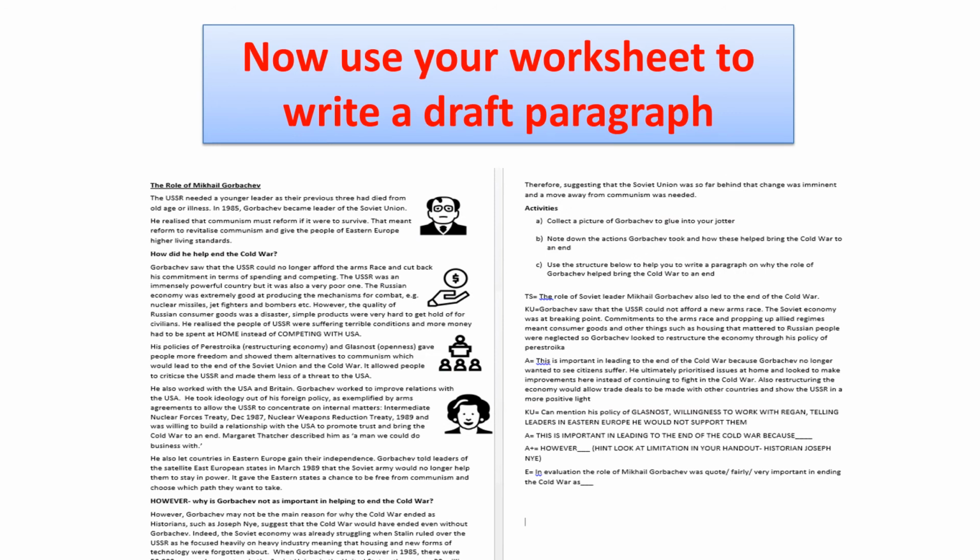So what you're looking to do is use this worksheet here to write a draft paragraph. It says here in the activities: collect a picture of Gorbachev to go into your jotter and note down the actions that Gorbachev took and how these helped to bring the Cold War to an end. So you've got here, how did he help end the Cold War? You can use your handout to help you add notes around your picture of Gorbachev, then write a paragraph on why ultimately Gorbachev helped to end the Cold War.